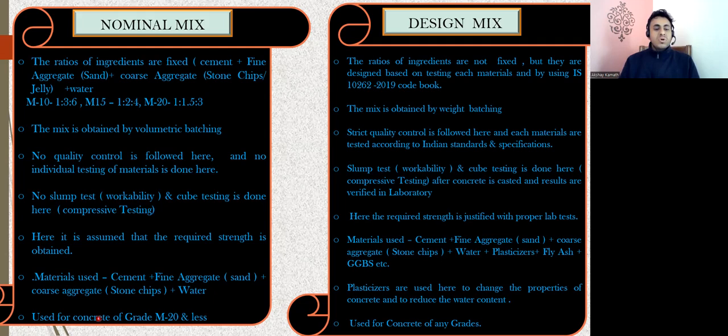Next, use for concrete of grade up to M20 and less. If you want to prepare a grade of M20 or even less than that, like M15 and so on, then usually we go with a nominal mix. But here you can make use of this for any grade, though usually for M25 and above, we are going to make use of this mix design, right? So this is the basic difference between the nominal mix and the design mix.